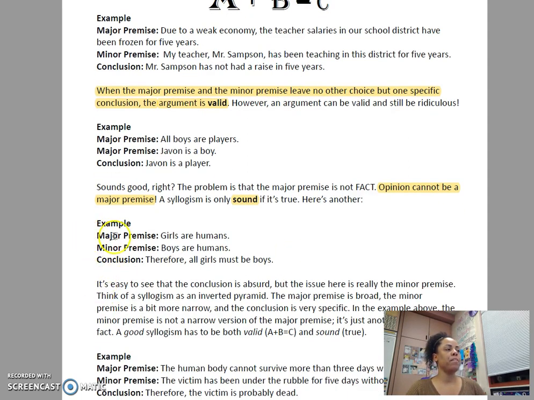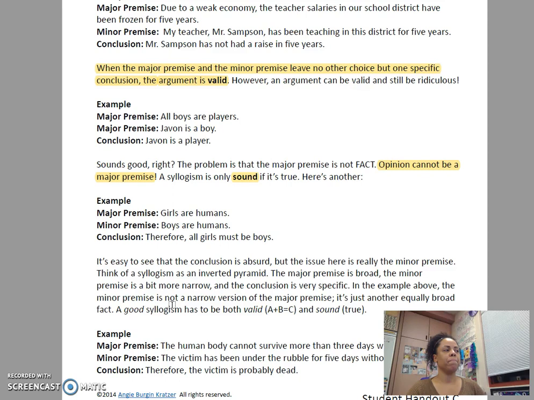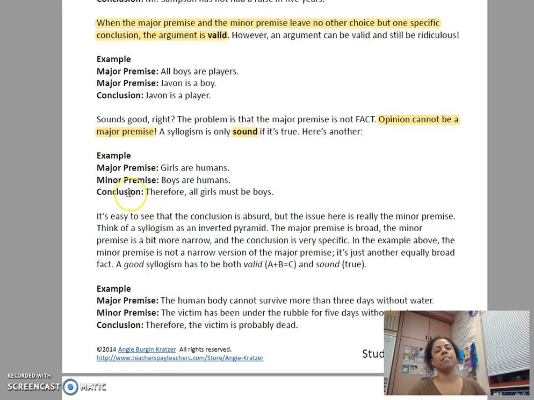Let's take a look at this next example. You have the major premise, girls are human. Granted, some people may not agree, but it's true. And then you have the minor premise, boys are human. But look at the conclusion: therefore, all girls must be boys. What? It's easy to see that this conclusion is absurd. But the issue here is really the minor premise.